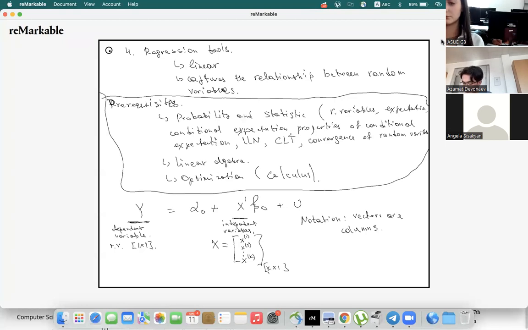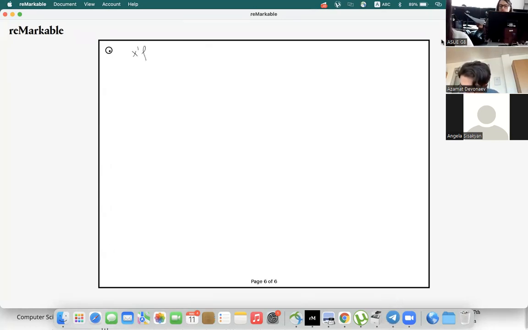So basically, what you have here is also a beta node, and it is beta 1 until beta k. And its size is also k by 1. Can anyone tell me what this X transpose beta 0 is in terms of the size? Just see, X transpose beta node is basically what we have.